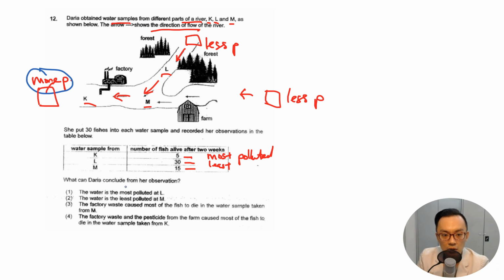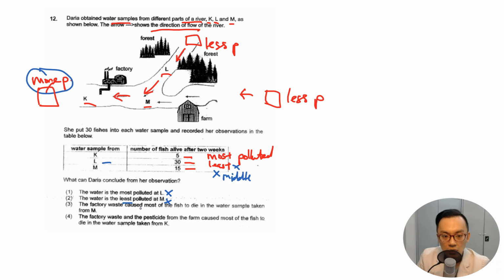So what can Daria conclude from her observation? The water is the most polluted at L. Is it true? This is not true because this is the least polluted, as there are the most fishes alive. The water is the least polluted at M. This is also not true. Most polluted is here, least is L. M is somewhere in the middle, so this is also not true.